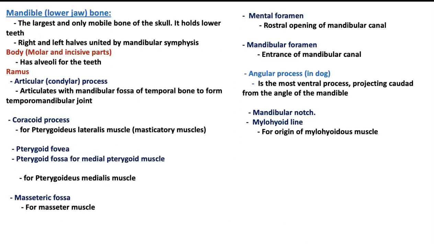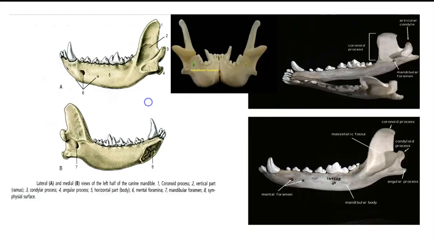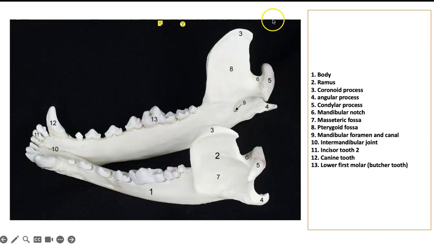Mandible, or the lower jaw bone. If you can just go here, you will find there's a mandible right here. So you can see the mandible of the dog, right? We have the body, right? And this would be the intermandibular joint.